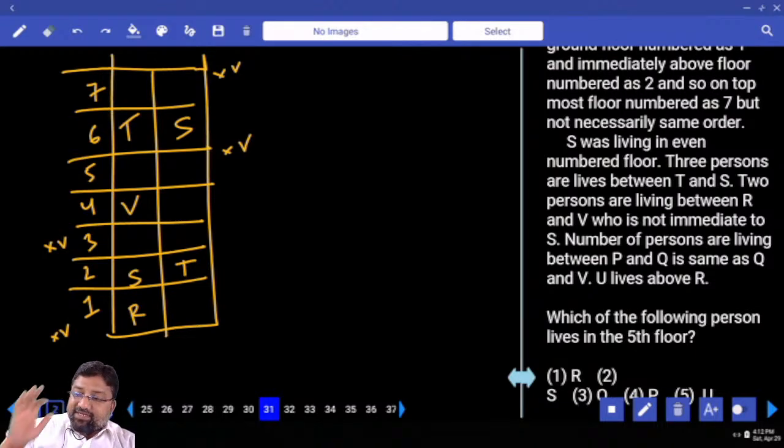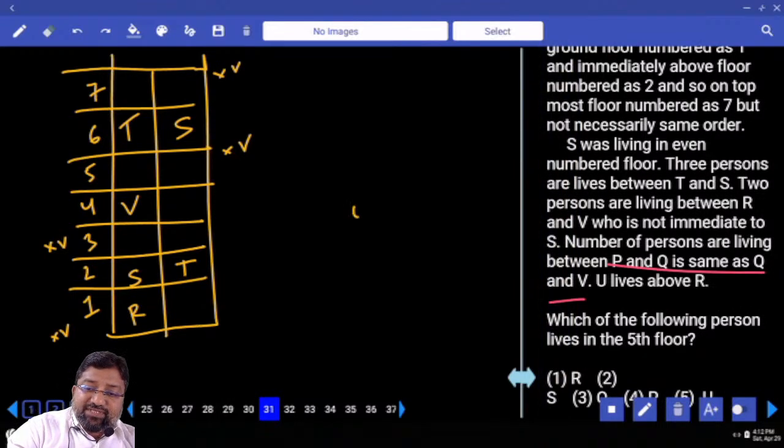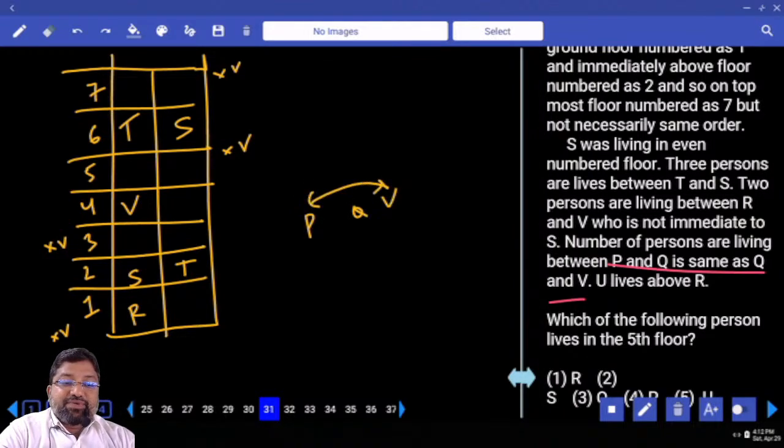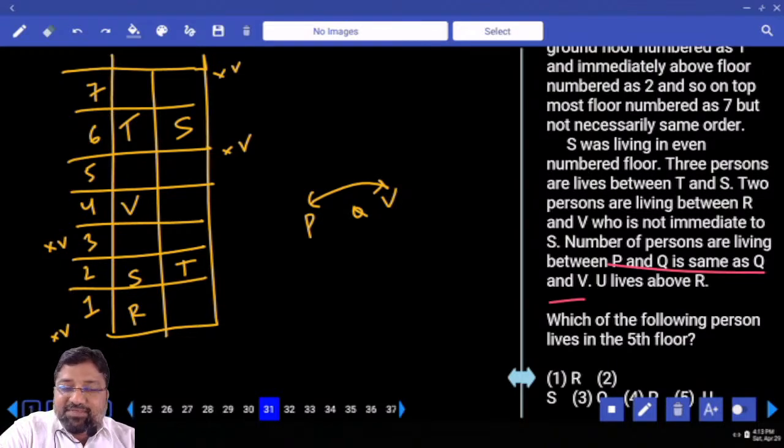Listen carefully. Whenever such a point comes, P and Q is same as Q and V, it means this Q is exactly between P and V. That means the number of people between P and V should be odd. The number of people between P and V should be odd. Are you sure? Understood everyone? So am I getting an answer by taking V in the 4th floor?